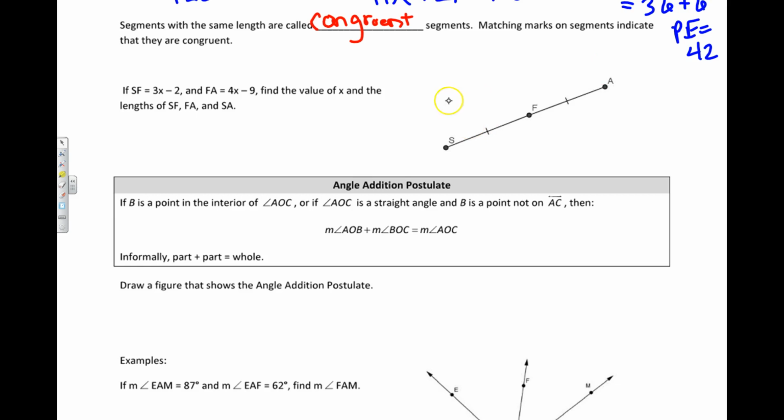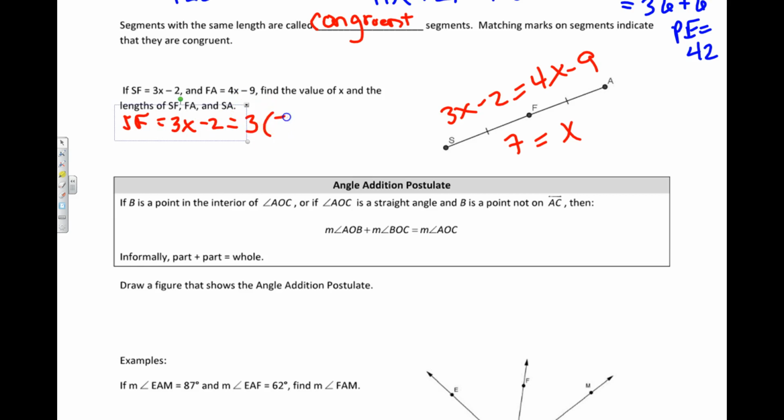So I could say that my SF, which is 3x minus 2, in fact is going to be equal to FA, which is 4x minus 9. And when I solve that, I bring my 3 over here, my 9 over here, I get that x is actually equal to 7. And so now with that information, I can find all these missing things. Well, SF is equal to 3x minus 2, or 3 times 7 minus 2, or 19. And FA, we already discovered, is equal to SF from our diagram, so it must also be equal to 19.